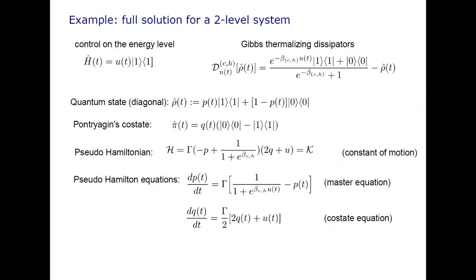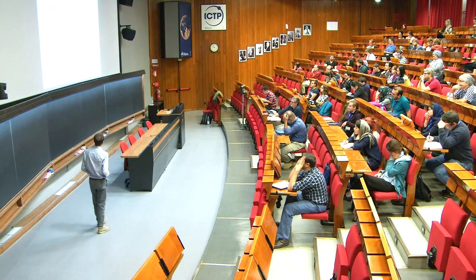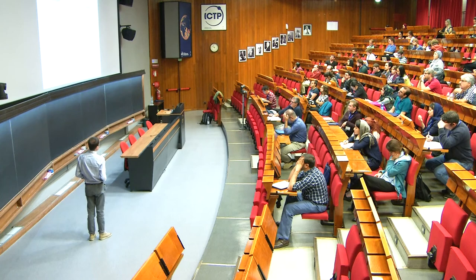So as I said, here we consider a diagonal qubit. We also have the diagonal auxiliary system in terms of a single variable, q. We have this pseudo-Hamiltonian that we can compute. And we have these pseudo-Hamilton equations that give the master equation for the state, and a kind of master equation for the auxiliary state. Then we just have to solve these equations. But the auxiliary state, of course, is not a physical state. It's a zero trace object. And these are the solutions that we get.